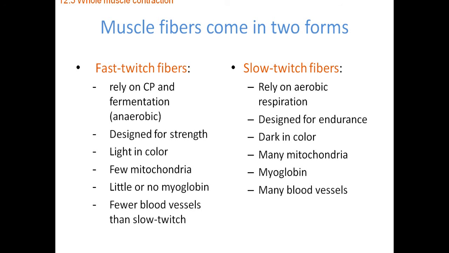Okay, now slow twitch fibers rely on aerobic respiration. So they're designed for endurance. This might be a swimmer or a long distance runner, not a sprinter. They're darker in color. They have lots of blood vessels. They have lots of mitochondria so that they can make ATP from glucose and oxygen. And they have a molecule in there called myoglobin, and myoglobin is a way that muscles store oxygen.